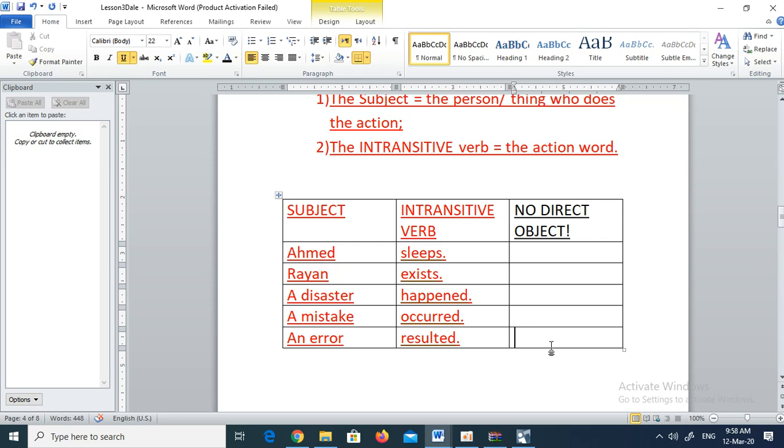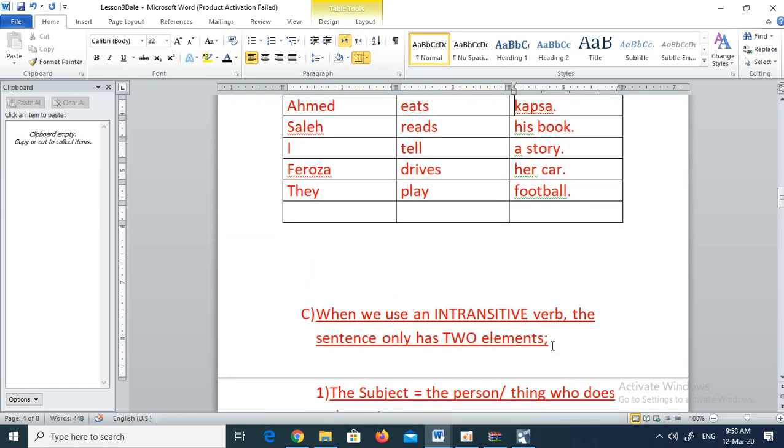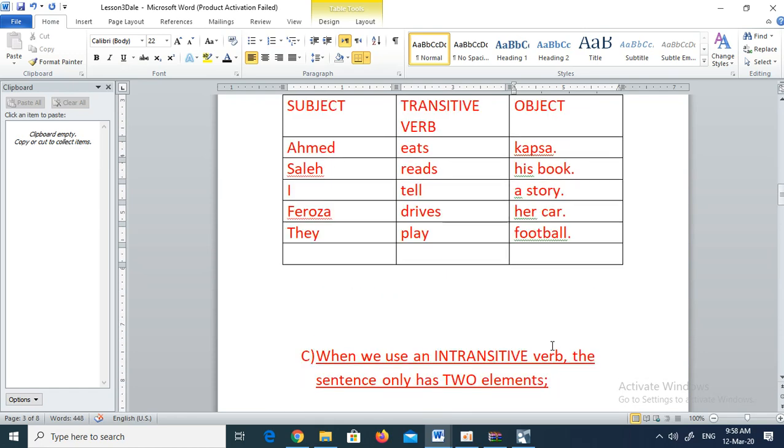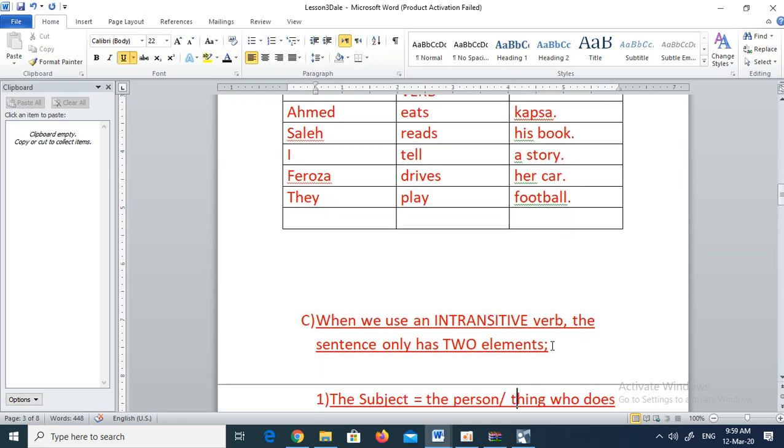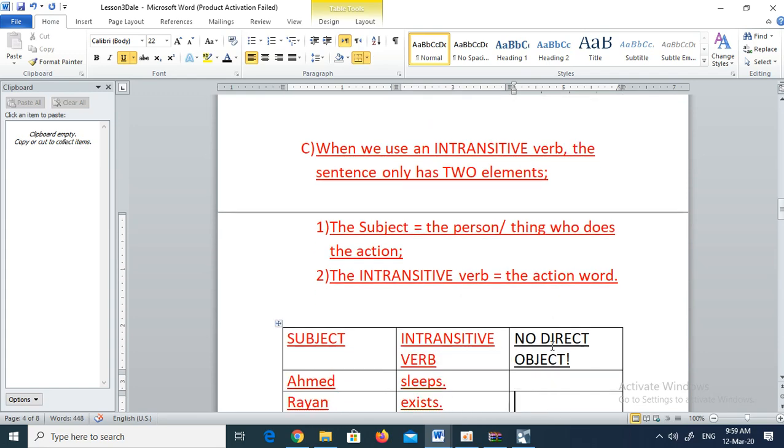When we have an intransitive verb, we have a subject, we have an intransitive verb, and we can put other words after the intransitive verb, but they cannot be the direct object. They cannot be a direct object in the way we say Ahmed eats kapsa, and kapsa is a direct object. I tell a story, and the story is a direct object of the verb tell. With an intransitive verb, we cannot do that. Okay.